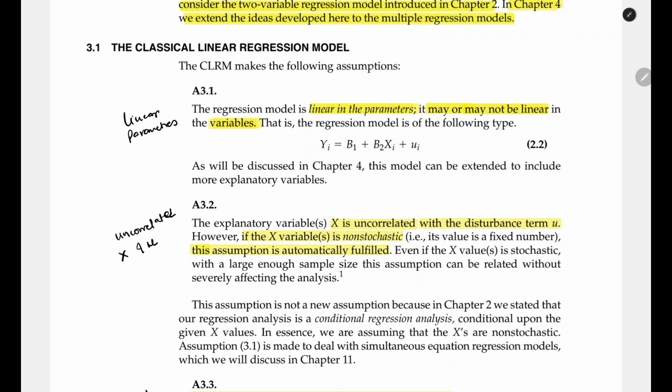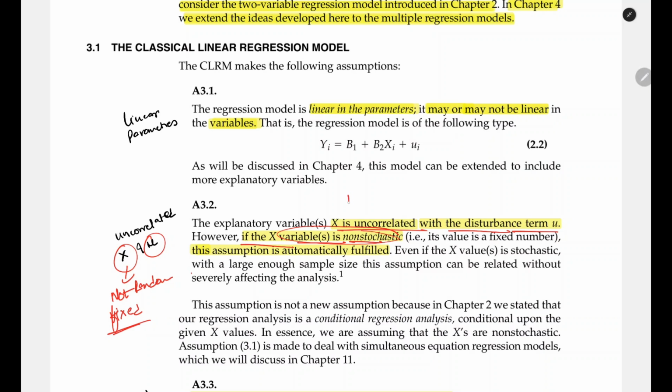The second assumption is that your x values and your error values are not correlated. That is, x is uncorrelated with the disturbance term. However, if the x variable is non-stochastic, that we talked about before, that our x is not random, and its values are fixed, then this assumption is automatically fulfilled.